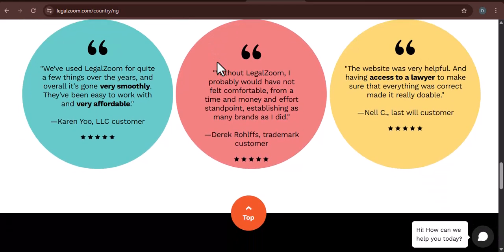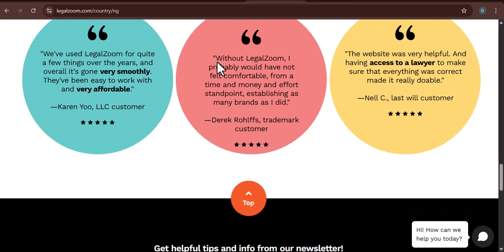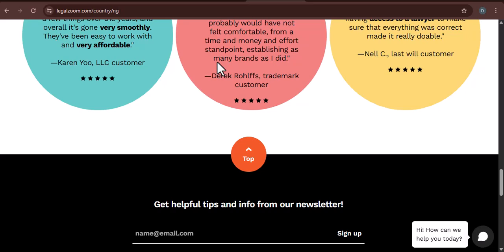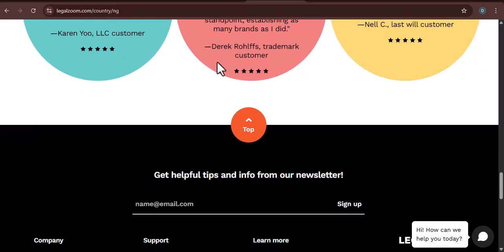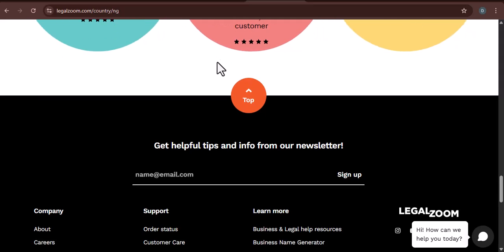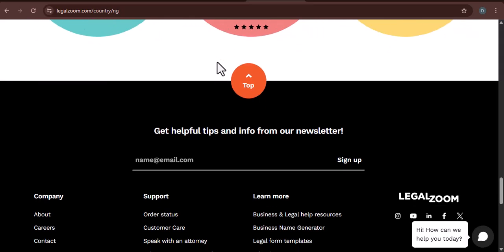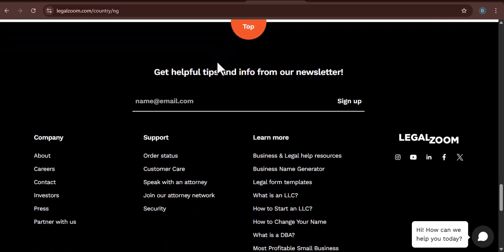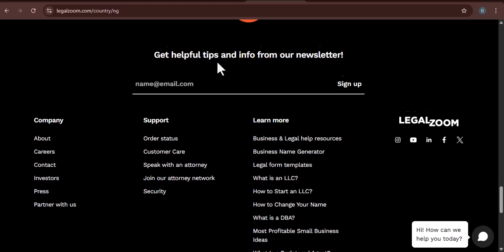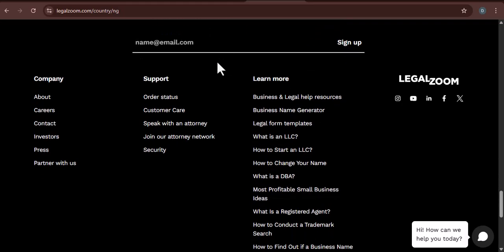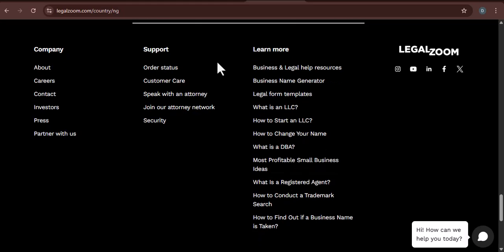The LegalZoom angle in practice. Now, how does LegalZoom fit into all of this? LegalZoom offers dissolution services, which primarily help you prepare and file the articles of dissolution with your state. They can simplify the paperwork, much like they did for your initial formation. However, it's crucial to understand that LegalZoom is not a law firm and does not provide legal advice. They cannot advise you on notifying creditors, handling employee terminations, or navigating complex tax issues.